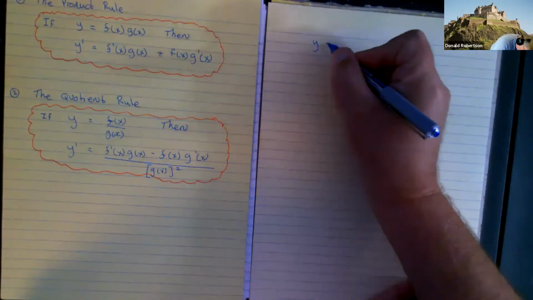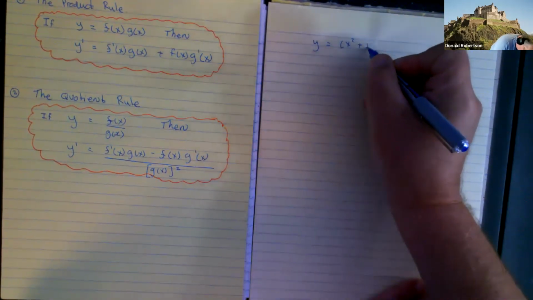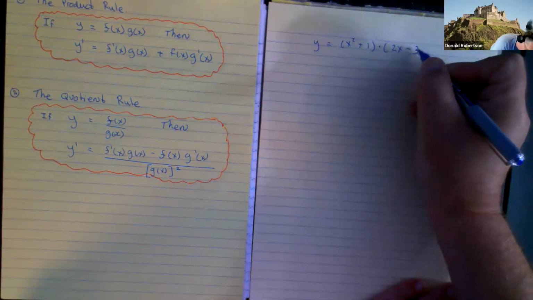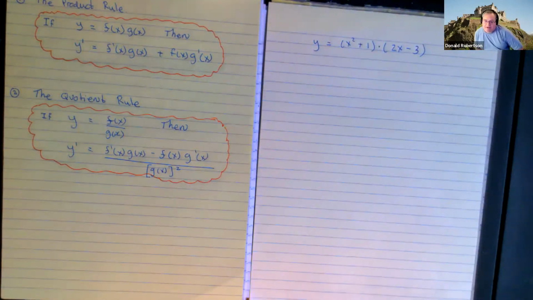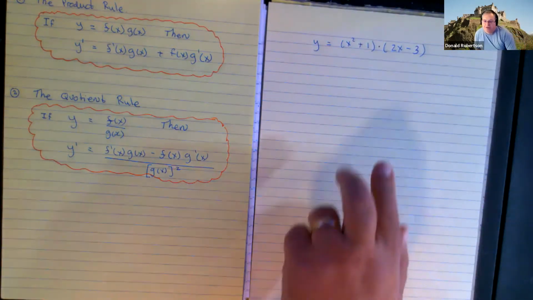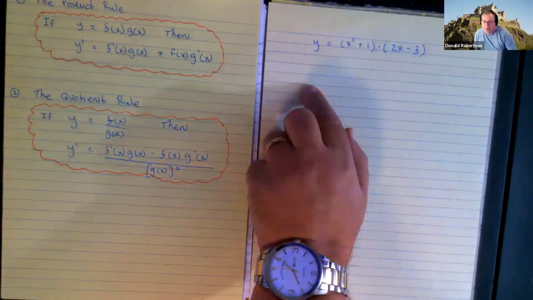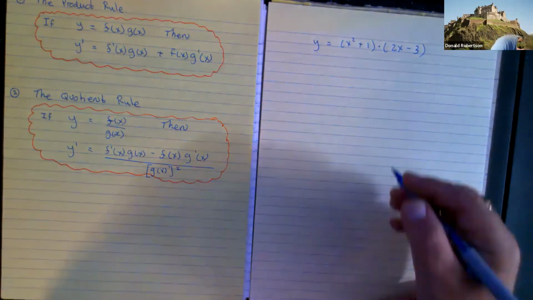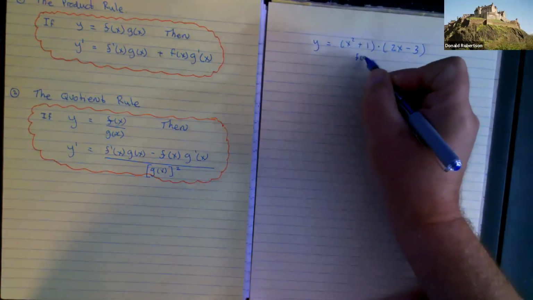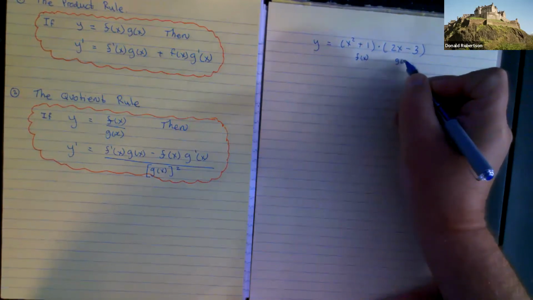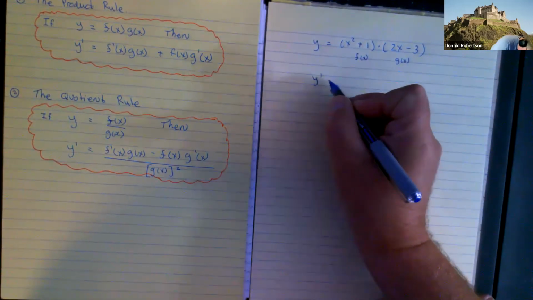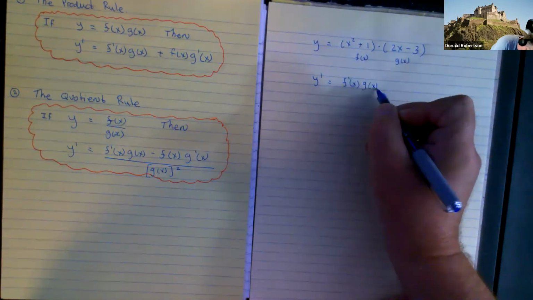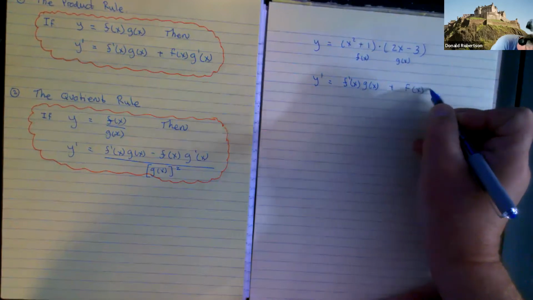Suppose we have a function y equals x squared plus 1 times 2x take away 3. Now I could get the derivative of that by just foiling these out and then using the power rule. I mean, definitely doable, but I'm not going to. What I'm going to do is identify that this is f of x and this is g of x. And I'm going to use the product rule, which is f dash g plus f of g dashed.